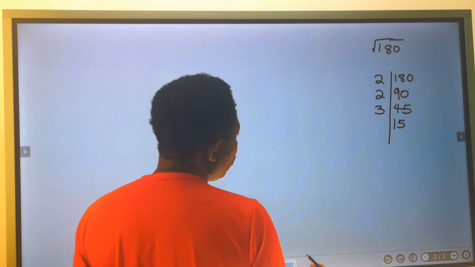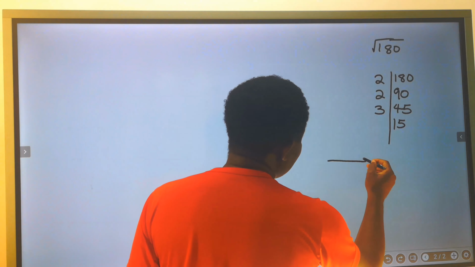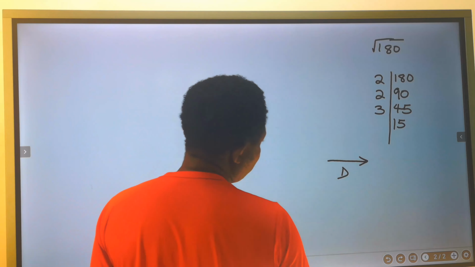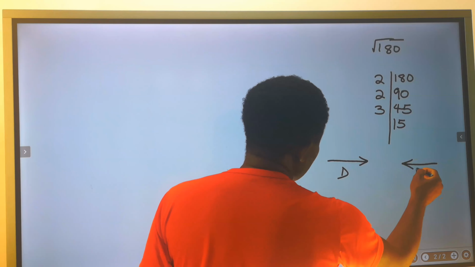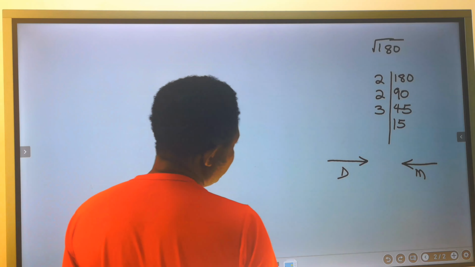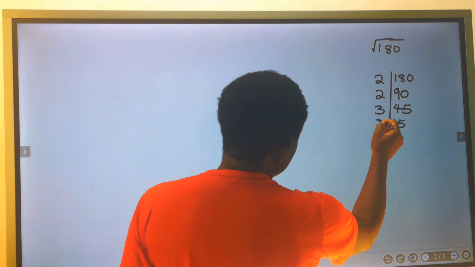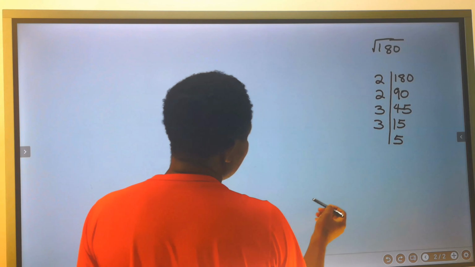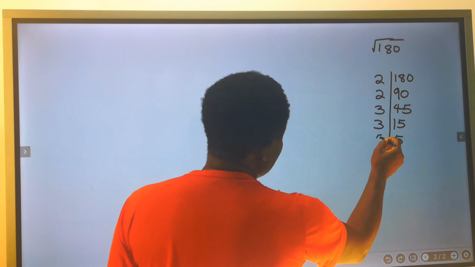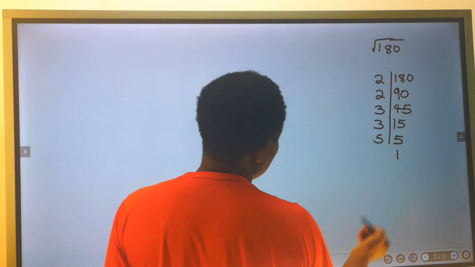Remember, when we are dividing, we divide in this direction, and when we are multiplying, we multiply in this direction. Next, 3 divided by 15, we have 5. 3 cannot go again, but 5 into 5 is 1.